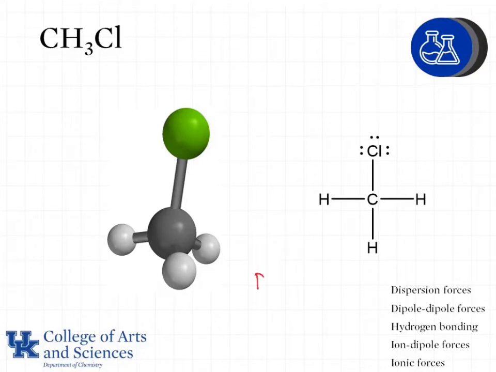CH3Cl is a polar molecule. Like every other molecule, it will have dispersion forces. As a polar molecule, it will have dipole-dipole forces. There are hydrogens in the molecule, but it does not meet the definition of being attached to an F, O, or N, so no hydrogen bonding. No ions, so no ion dipole forces or ionic forces.